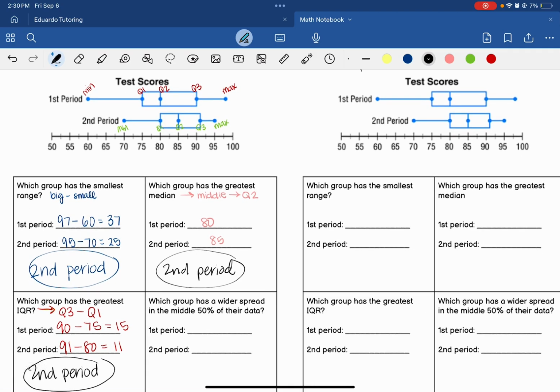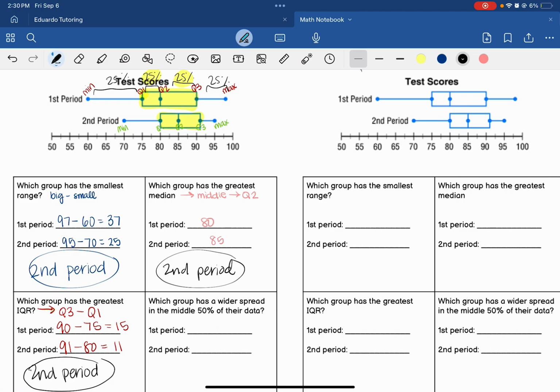All right, the last question, which group has a wider spread in the middle 50% of their data? So remember that each piece of a box plot is 25%. So this is 25%, this is 25%, so is this and this. All of these are 25%. So if I want the middle 50%, that's going to be right here. This is my middle 50%, 25, 25, that makes 50. So this box right here in our box plot, that's going to be that middle 50% of the data.